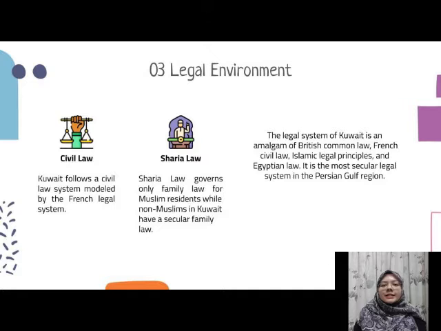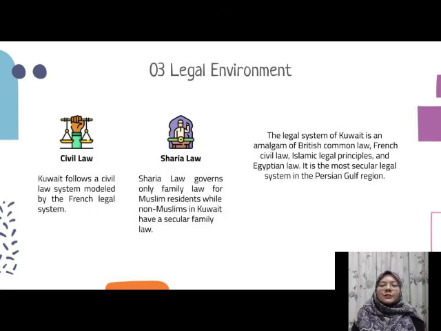The third environment is legal environment. The legal system of Kuwait is an amalgam of British common law, French civil law, Islamic legal principles, and Egyptian law. It is the most secular legal system in the Persian Gulf region. As you can see from the slide, there are 2 kinds of laws practiced in Kuwait. The first law is civil law. Kuwait follows a civil law system modeled by the French legal system. The second law is Sharia law. Sharia law governs only family law for Muslim residents, while non-Muslims in Kuwait have a secular family law.